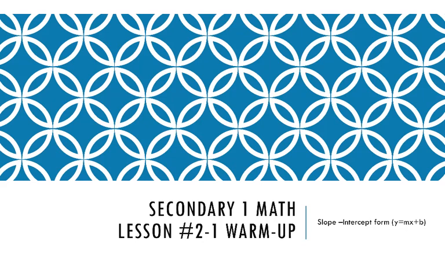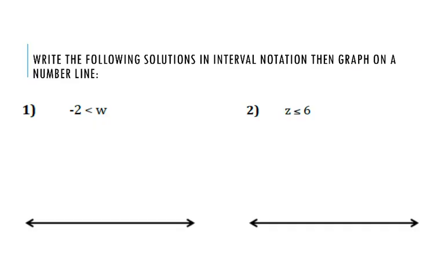This video covers Lesson 2-1 Warm-Up for Secondary 1 Math, slope-intercept form. Number 1, we have the inequality -2 is less than w. For this problem, we want to write the solutions in interval notation and graph on the number line.